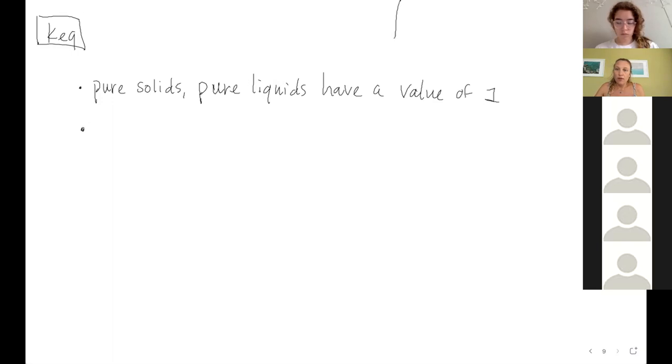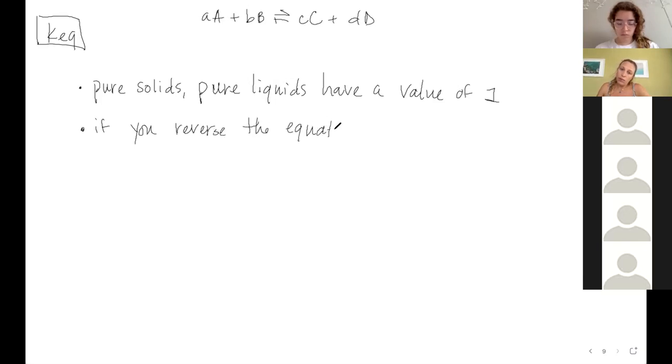So if we have this equation, A plus some moles of B going to some moles of C plus some moles of D, if you reverse the equation and your products become your reactants, then your K is inverted, which makes sense, right? Kind of duh. But if you reverse your equation at all, if you decide that actually your products are your reactants, your K gets inverted, it gets flipped.